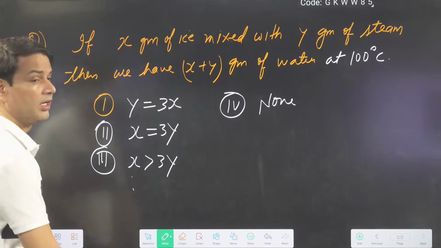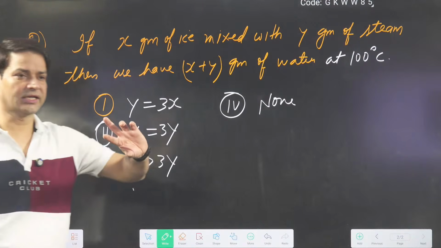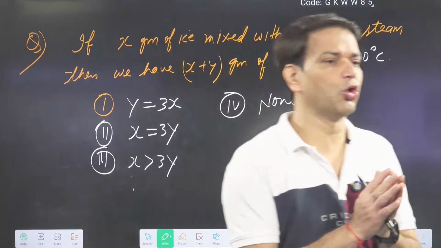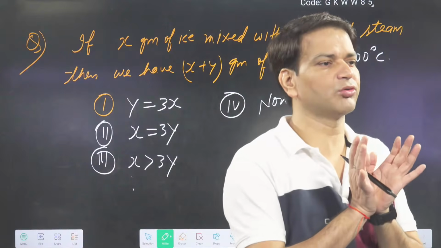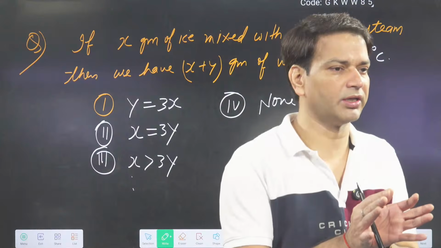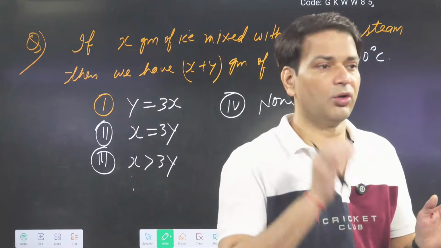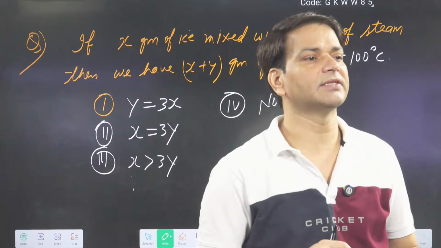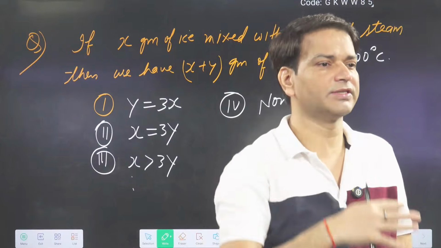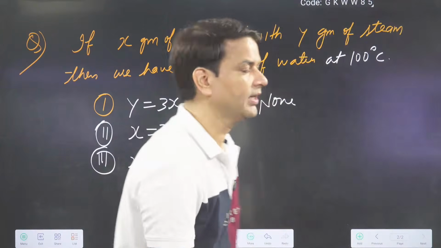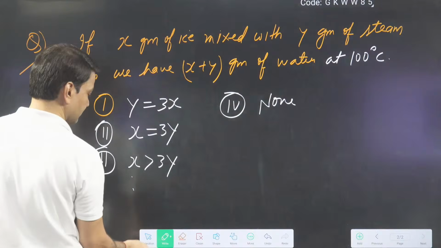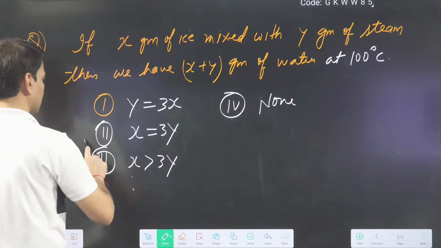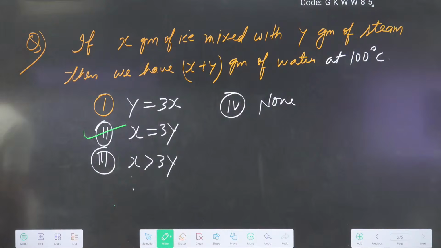Answer 2. Okay, everybody got it? The reason is, x plus y gram of water means we have completely water: the whole ice converted to water and the whole steam got condensed, and we have the temperature 100 degrees C. It means mass of ice upon mass of steam will be equal to 3. Then the answer will be x is equal to 3y.